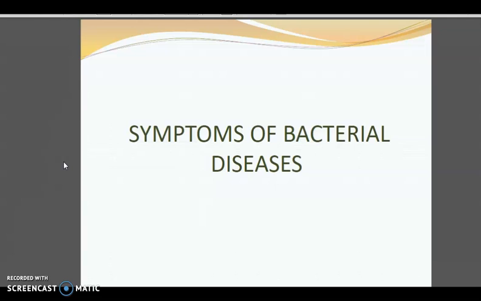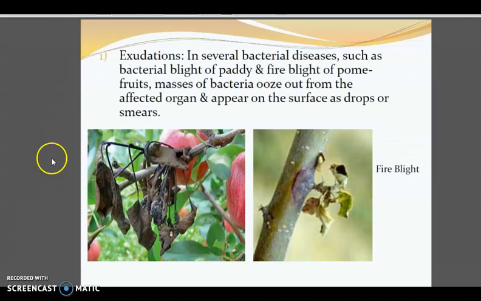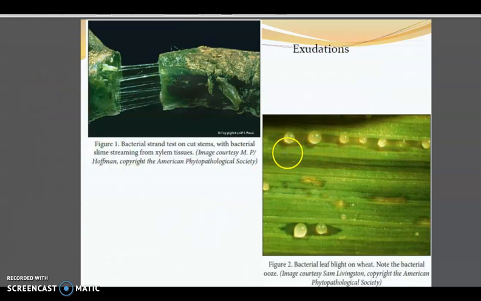So we saw the symptoms of fungal diseases. Now let's check the symptoms of bacterial diseases. The first one is exudations. In this, masses of bacteria ooze out from the affected organ and appear on the surface as drops or smears. As you can see here, these are bacterial leaf blight on wheat. Here the bacteria ooze out and appear in the form of a drop. In this, bacterial slime streams out of the xylem tissues.